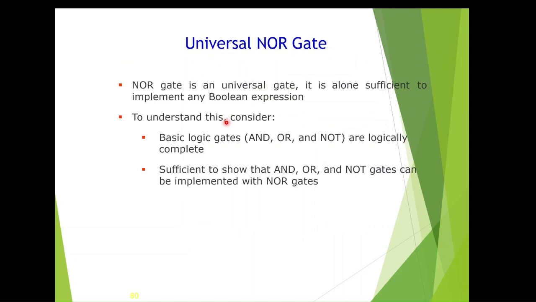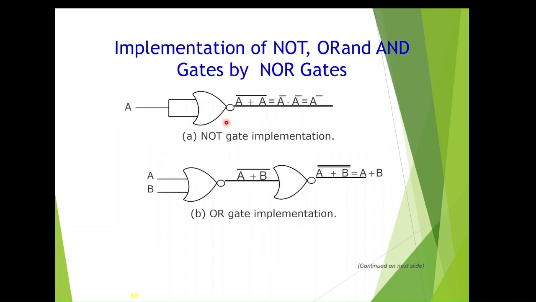Similarly, we can use NOR gates also to implement the same expression. Let us see how we are going to do that. Before that, we will see how to implement the NOT gate, OR gate and AND gate using only NOR gates. A NOR gate has two inputs, but an inverter means only one input. So we just short both the inputs. It is A plus A the whole bar, that is nothing but A bar.